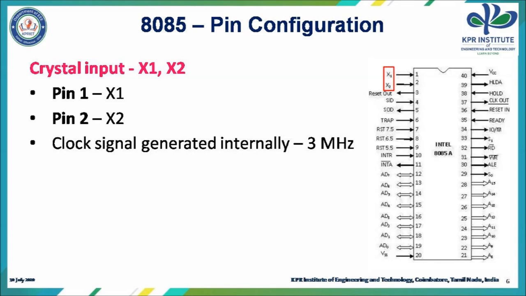The first two pins are X1 and X2 and these are called crystal oscillator pins. That is, a crystal oscillator is connected in between this X1 and X2, which generates 6 MHz of frequency, which is internally divided by 2 to create 3 MHz operating frequency for 8085 microprocessor. This 3 MHz frequency can be taken out through the clock out pin of the processor to synchronize with the peripheral devices. Hence, the operating frequency of 8085 microprocessor is 3 MHz.